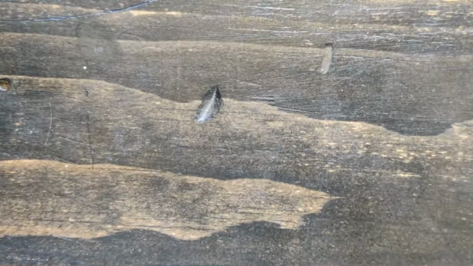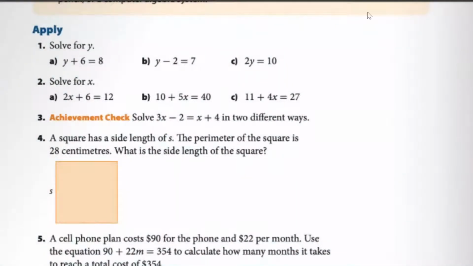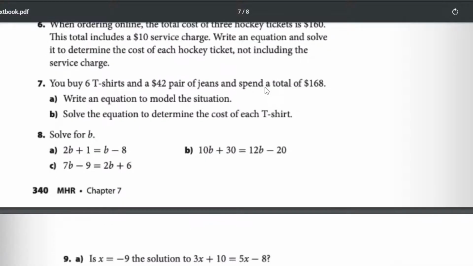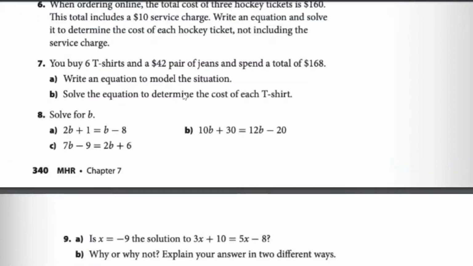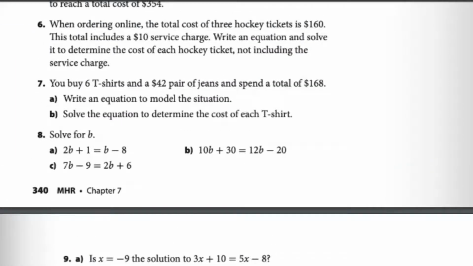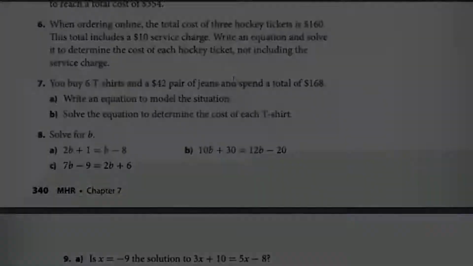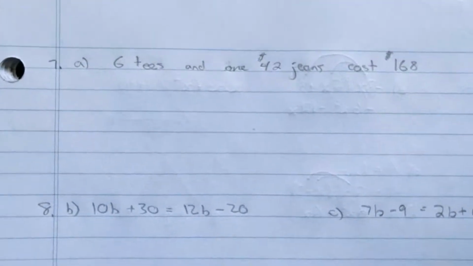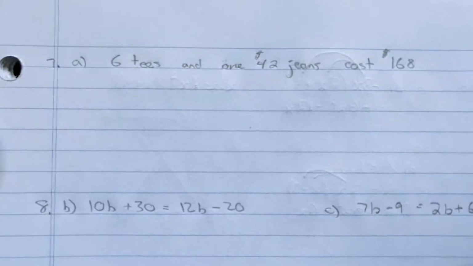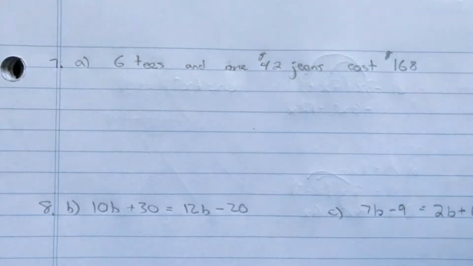The next question I had selected to take a look at was number 7. So we'll take a look at number 7 in the textbook here. So number 7 says you buy 6 t-shirts and a $42 pair of jeans and spend a total of $168. Write an equation to model the situation and then determine the cost of each t-shirt. So when we look at this, we got 6 tees and one $42 pair of jeans that cost $168.